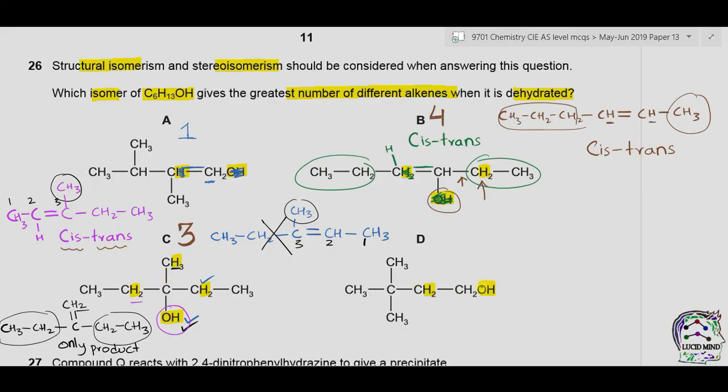Now moving towards D, OH is removed from this carbon, one hydrogen is removed from this carbon, and there will be a double bond present. As we can see, with this double bonded carbon, both hydrogen atoms are present, so cis-trans is not possible. This will be the only product that is possible. So in D we only have one product that is obtained. Similarly in A we only had one product. The answer is therefore B.